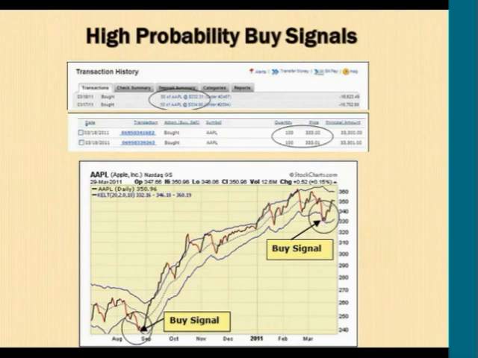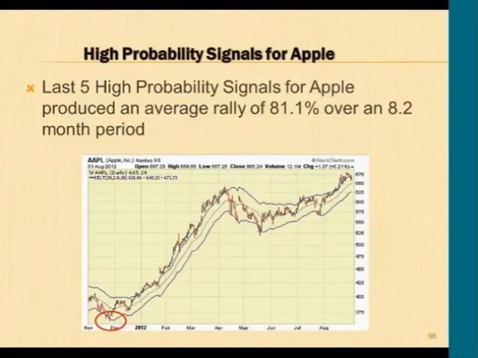So what we're looking for are stocks in a price uptrend, and we're looking for them to become oversold, and then that sets up a low-risk entry, and there's usually a very powerful rally that occurs after that. And the last 5 high-probability signals for Apple produced an average rally of 81%. So here's an example of a high-probability signal right here. We can see there was a strong rally after this high probability signal.